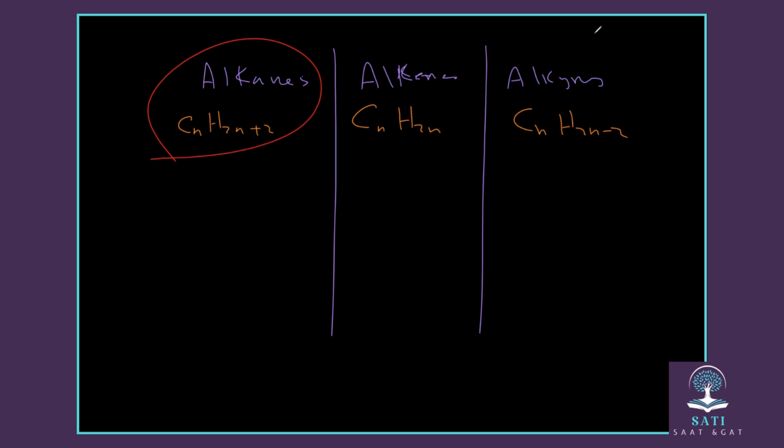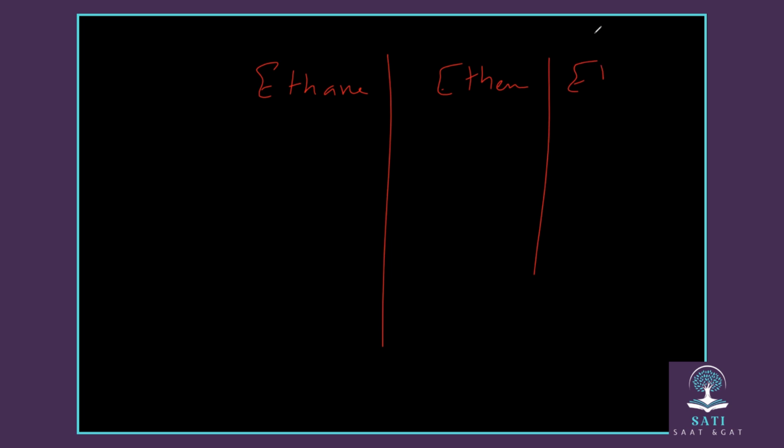We understood how to name alkanes in the previous video, and we gave examples. Today, we're going to understand alkenes and alkynes, and we're going to take some examples. If we are talking about alkanes, for example, we're going to talk about ethane, and how it becomes ethene, and how it becomes ethyne.